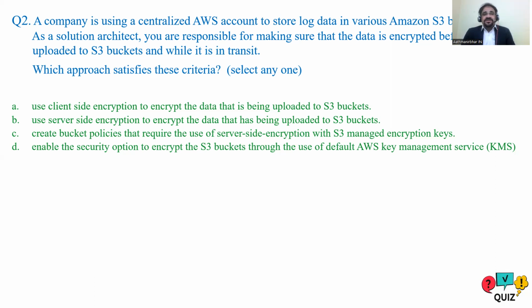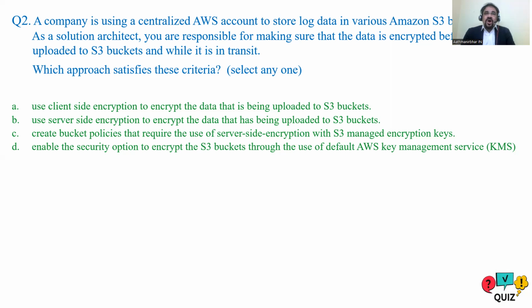Option B is talking about server-side encryption, server-side encryption to encrypt the data that has been uploaded to the S3 bucket. So here what happens, once the data is uploaded into the S3 bucket, then the data is encrypted. So the data is very much safe once it is uploaded into the S3 bucket. So this option will not go well with our requirement, because our requirement is that the data should be encrypted while it is in transit. So option B is ruled out.